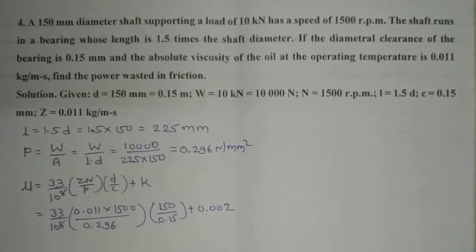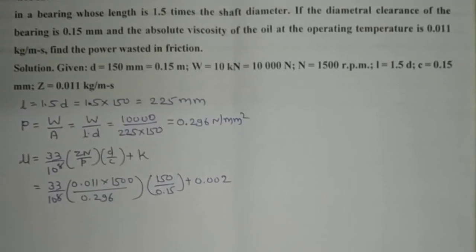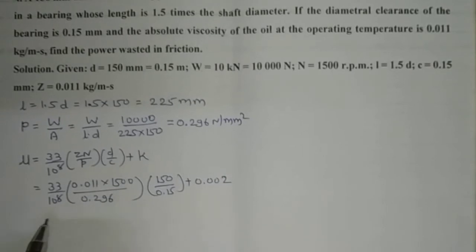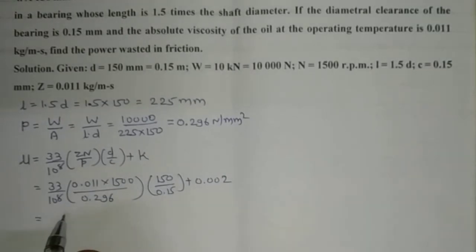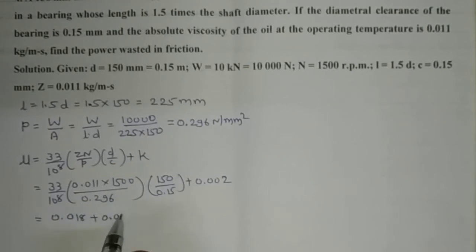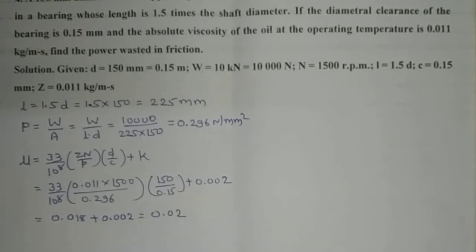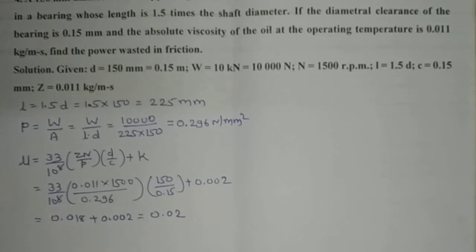Okay, so now from that you can find the value of coefficient of friction: 0.018 plus 0.002 is equal to 0.02. Value of coefficient of friction is 0.02.